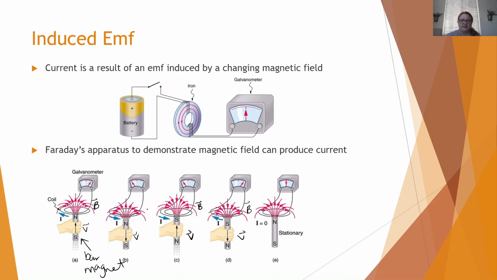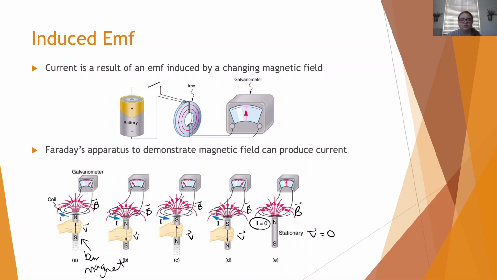Let me go ahead and label all of those. Now we have a stationary magnet, so V is equal to 0. We don't have any positive velocity or negative velocity, nothing's happening. It's just stationary. We do have a magnetic field, but we need to have some sort of motion happening, or else the current will be 0. These are all the cases we could possibly have, and like I said, this will take some practice.